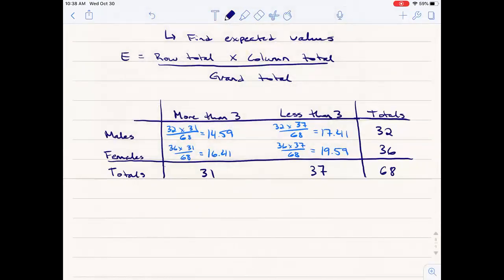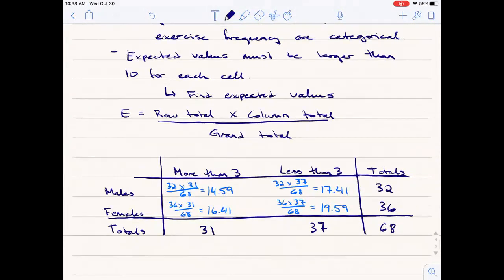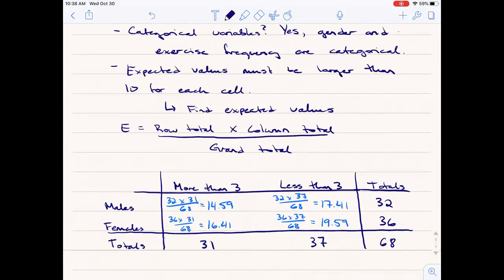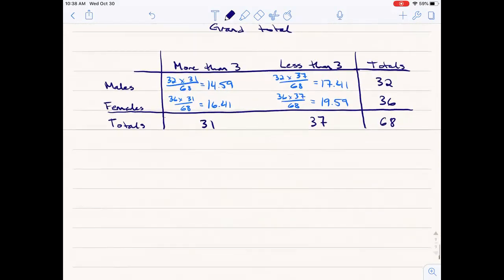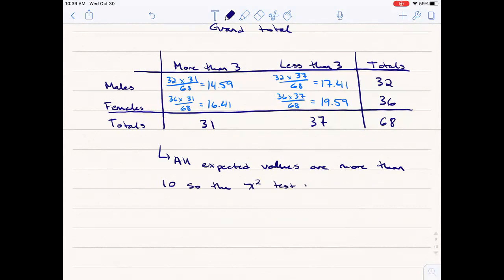Okay, so why did we calculate these? It was to make sure that all our expected values are more than 10, right? And so we look: 14, 17, 16, 19, phew. We can go ahead and assume that the chi-square test is fine to use. All expected values are more than 10, so the chi-squared test is appropriate.